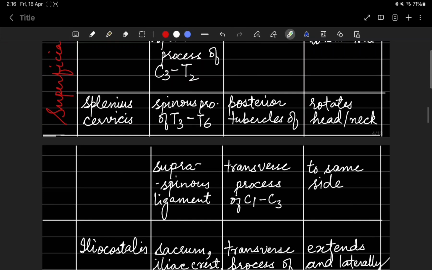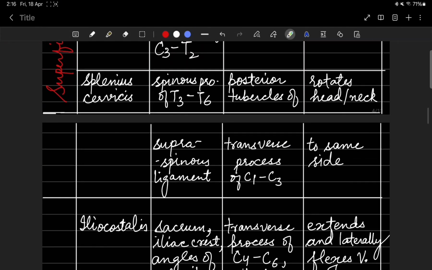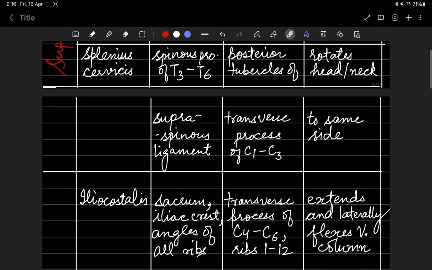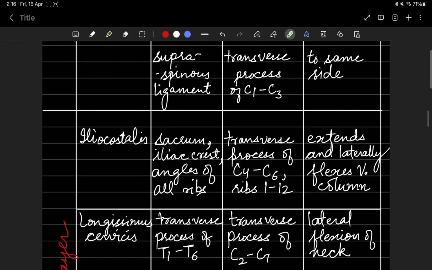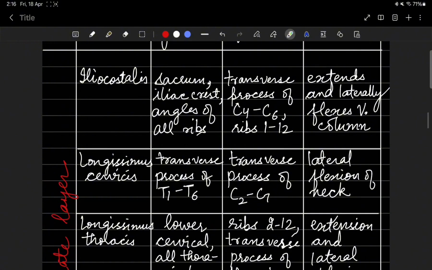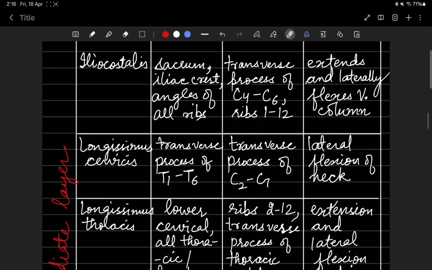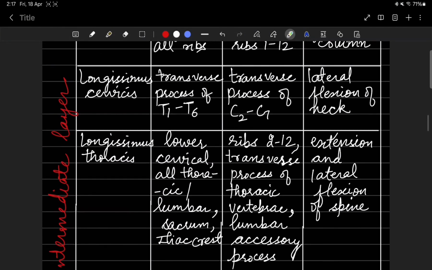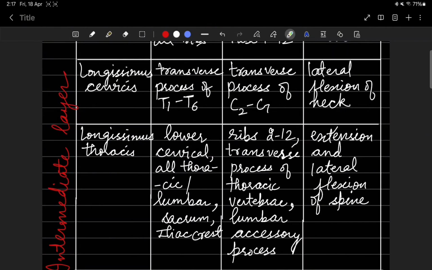Then we have the splenius cervicis muscle, that originates from the spinous process of T3 to T6 vertebrae and the supraspinous ligament, and its insertion is seen on the posterior tubercle of transverse process of C1 to C3 vertebrae, and it rotates the head and neck to the same side. Next one is the iliocostalis muscle. It originates from the sacrum, iliac crest, and angles of all the ribs, inserts into the transverse process of C4 to C6 vertebrae and ribs 1 to 12, and its action is the extension and lateral flexion of the vertebral column.